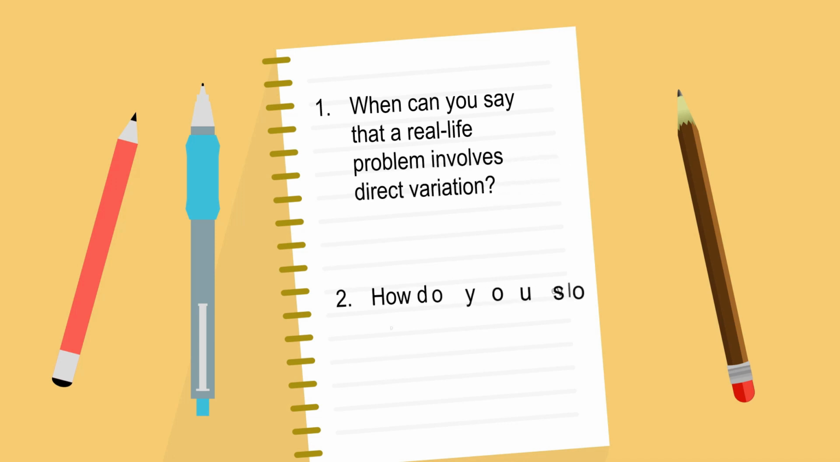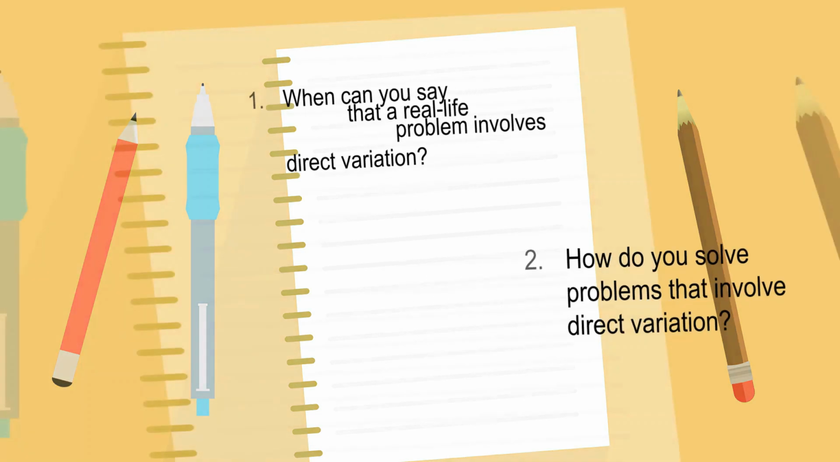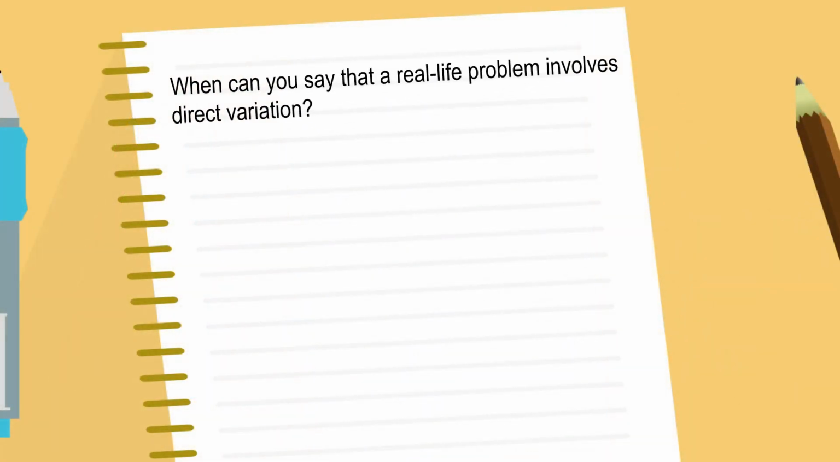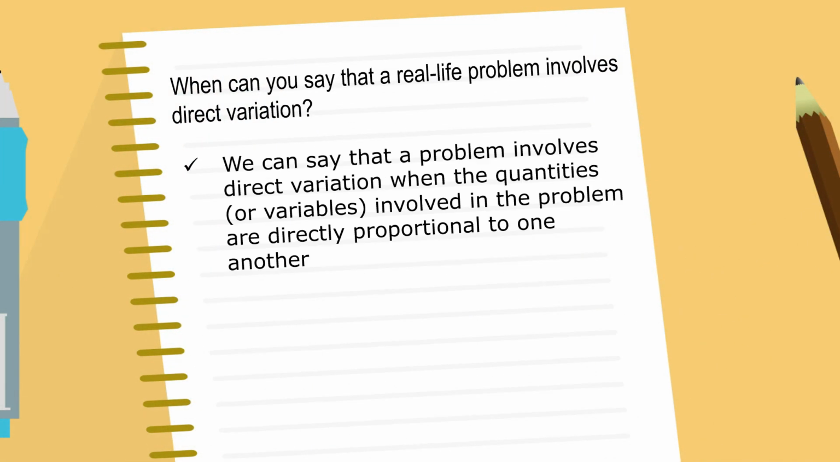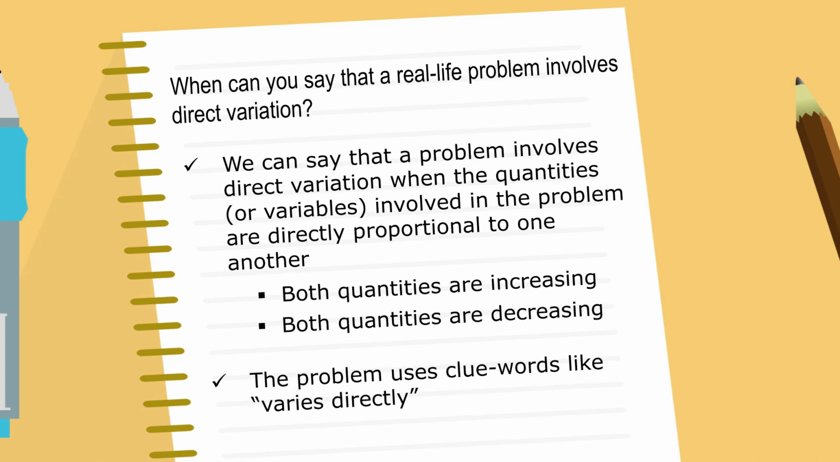There are two questions that we need to give emphasis. First, when can you say that a real-life problem involves direct variation? We can say that a problem involves direct variation when the quantities or variables involved in the problem are directly proportional to one another, meaning both quantities are increasing or both quantities are decreasing. And the problem uses clue words like varies directly.